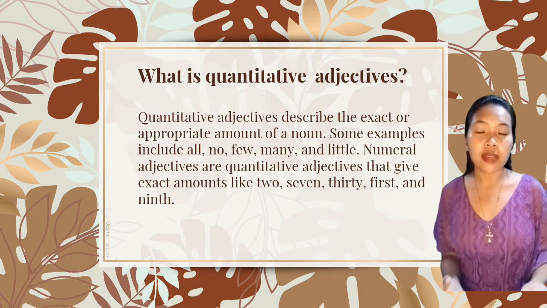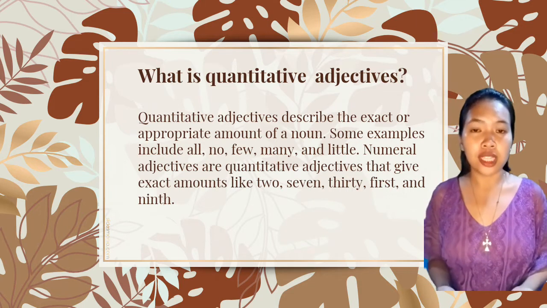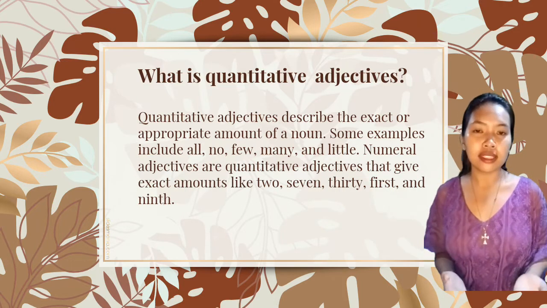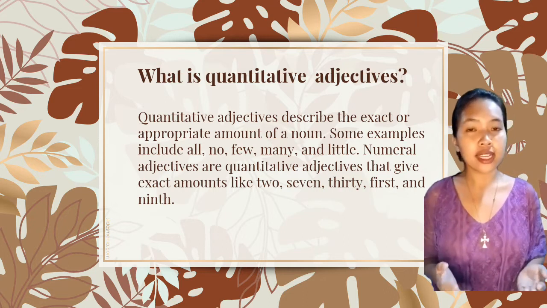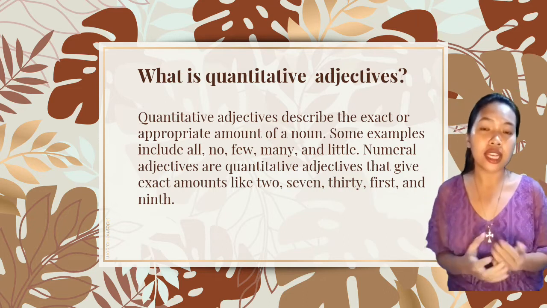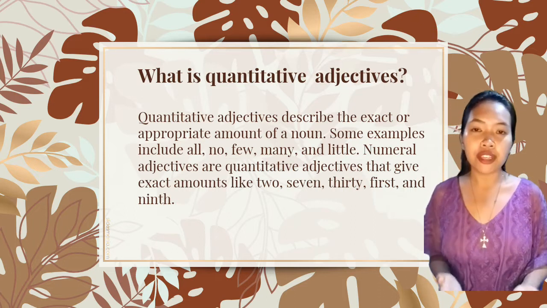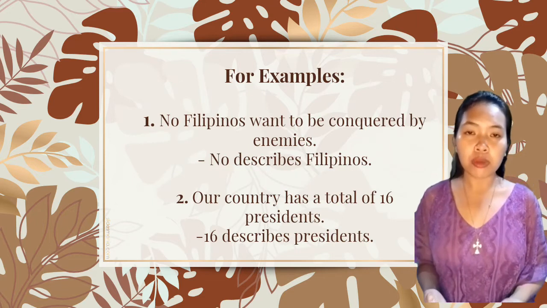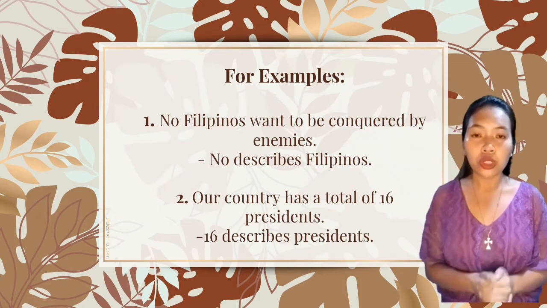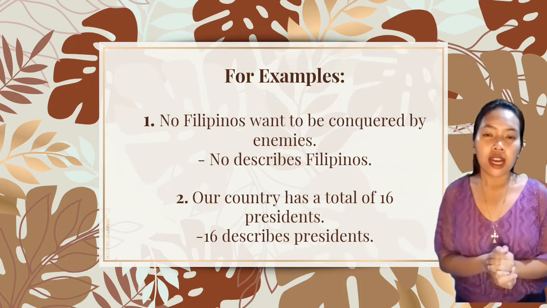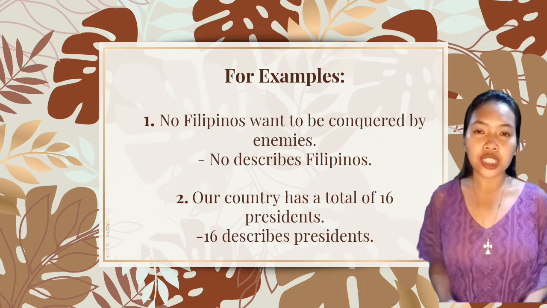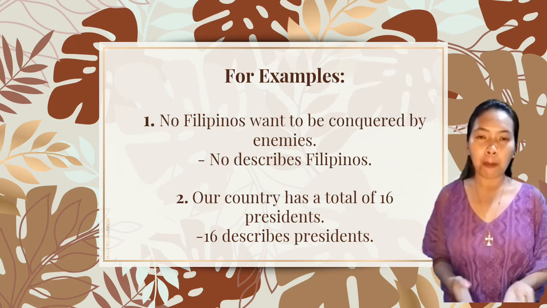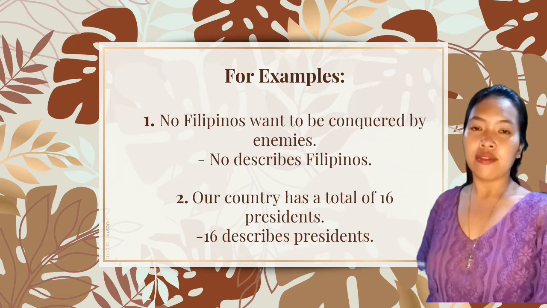What about quantitative adjectives? Quantitative adjectives describe the exact or approximate amount of a noun. Some examples include all, no, few, many, and little. Numeral adjectives are quantitative adjectives that give exact amounts like 2, 7, 30, first, and ninth. For example, no Filipinos want to be conquered by enemies. No describes Filipinos. Another one is, our country has a total of 16 presidents. 16 describes presidents.